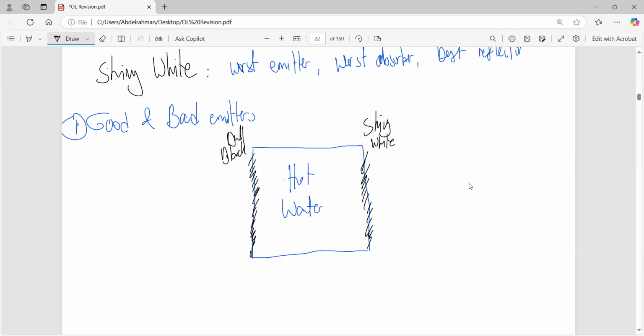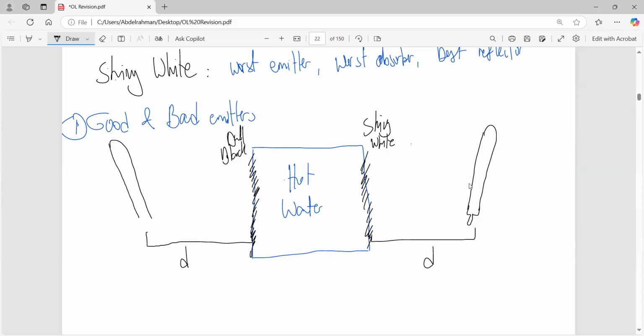Okay, I have a shiny white and dull black surface. I need to measure equal distances on each side. This is a distance of whatever, 5 centimeters or 10 centimeters. Okay, you have equal distances on each side, and then you have thermometers. Let's assume that this is a thermometer. I know I'm one of the best illustrators out there, but let's assume this is a thermometer. You have one thermometer on each side.